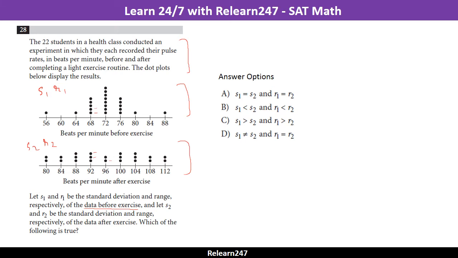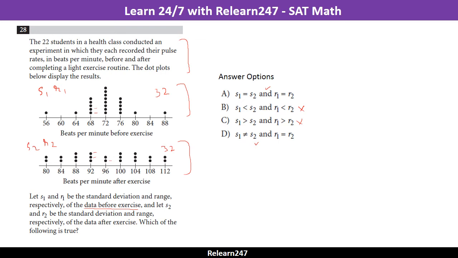So let's see how to solve this type of question. If we talk about the range, the range for the first one will be 88 minus 56. So 88 minus 56 comes out to be 32, right? And similarly for the second one, 112 minus 82. So again this is 32. So we know that range R1 is equal to R2. So from this we can directly eliminate option B and option C. So either option D is correct or option A is correct.